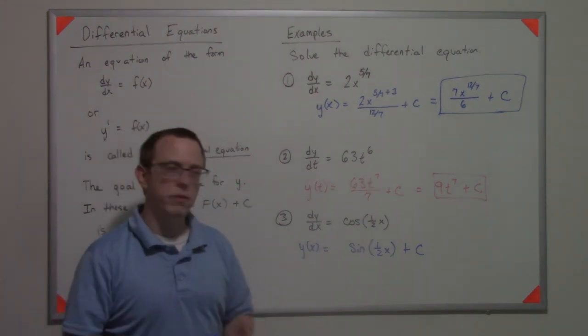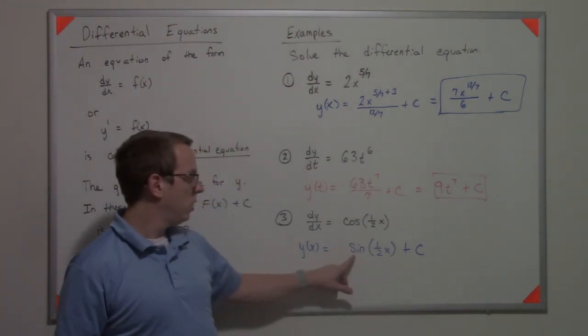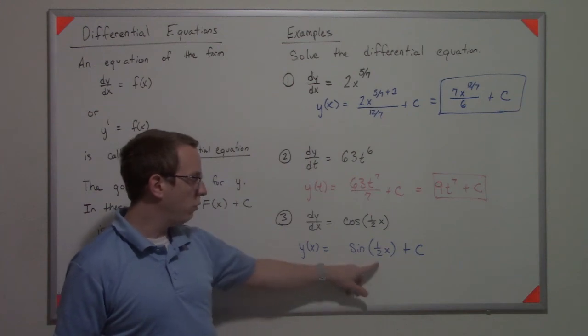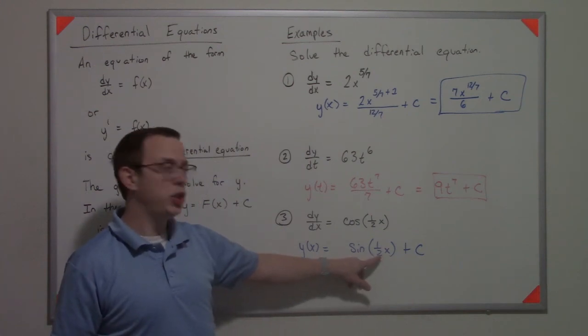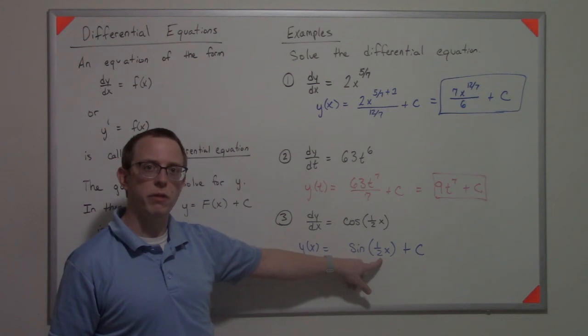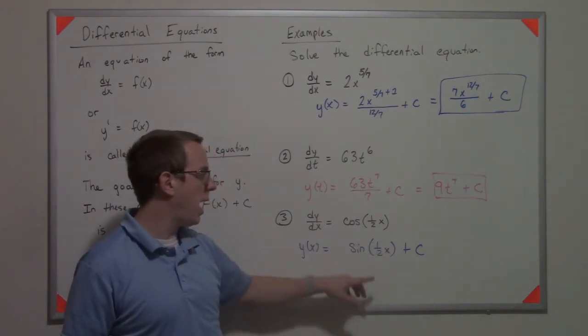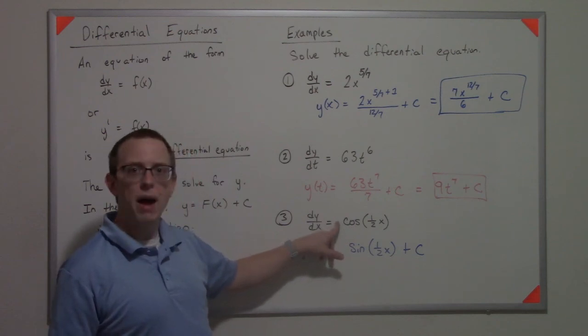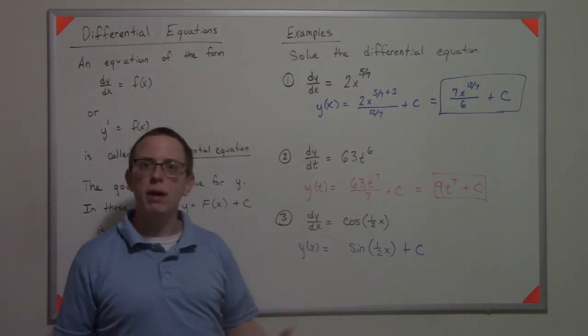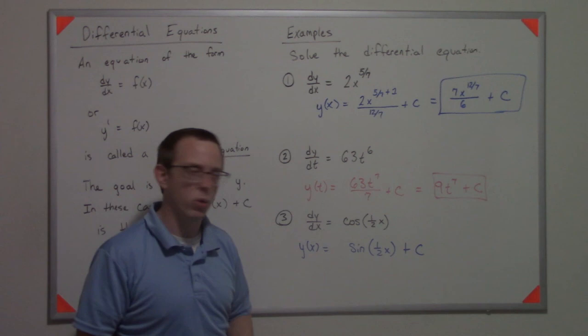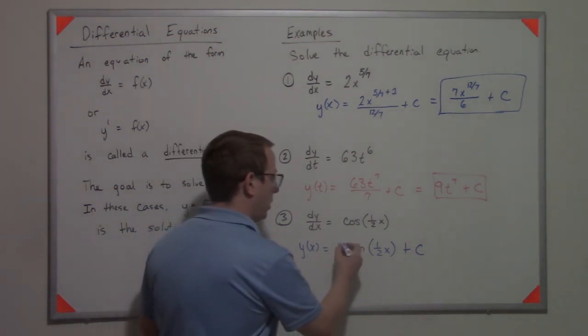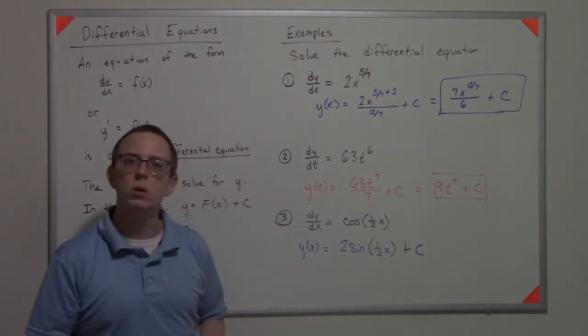Now let's take the derivative of sine of 1/2 x. Well, then it would be cosine of 1/2 x. By the chain rule, we'd have to multiply by the derivative of the inside. So it would be cosine of 1/2 x times 1/2. But we don't have a 1/2 here, so we have to figure out something that would cancel that 1/2, which in this case is a 2.